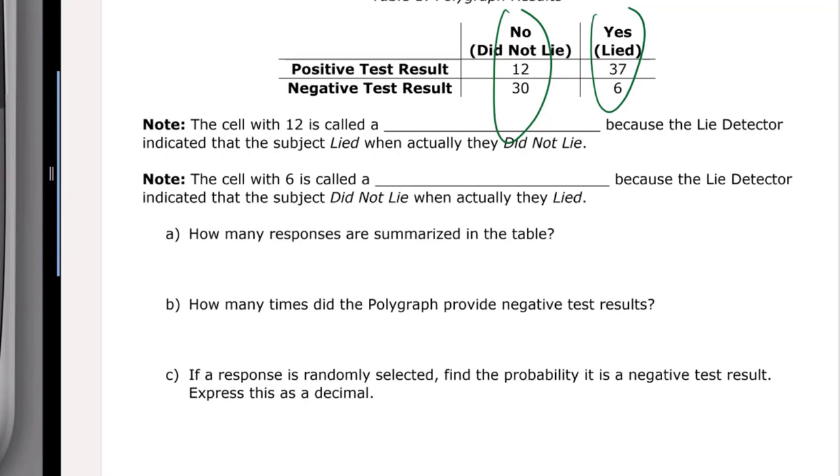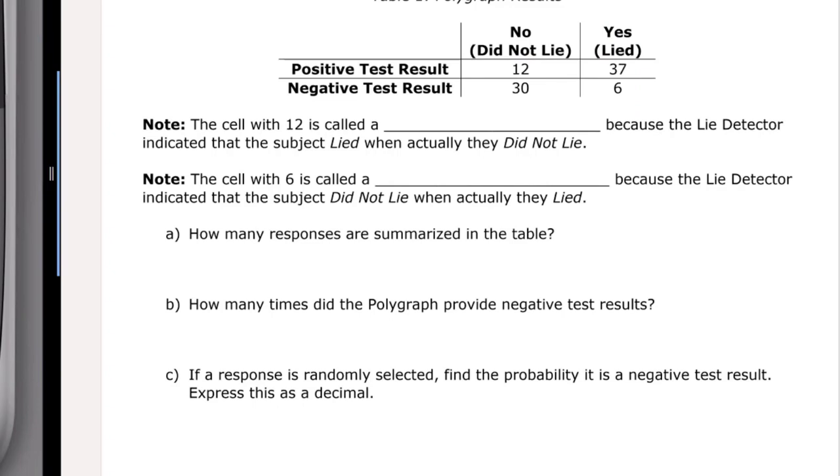So if you're looking at that first column, the no column, which says did not lie. Whenever these people took the test, they didn't tell a lie. So we have 12 plus 30 that did not lie. So we have 42 people that basically told the truth when they took the machine, whereas 43 people lied when they were asked a question on the machine.